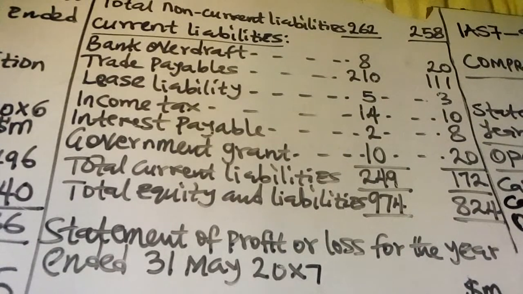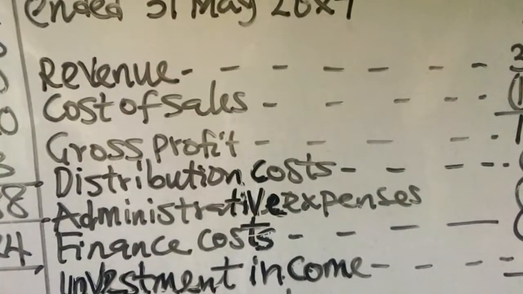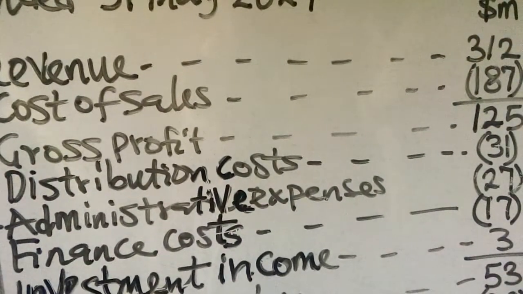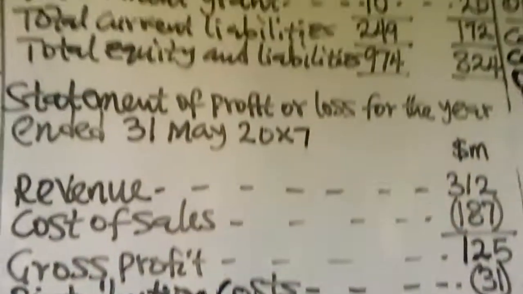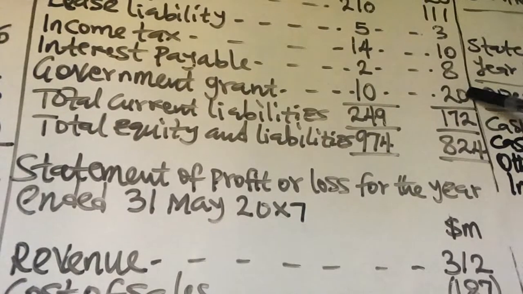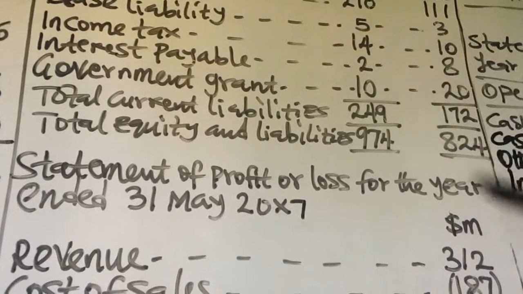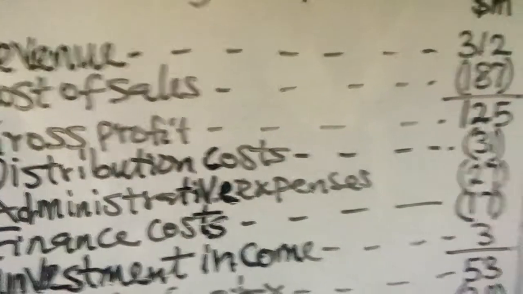I've told you that to calculate your interest paid, you start with the opening balance of interest payable. Then you add the finance cost. The finance cost is in the statement of profit or loss, and our finance cost is 17. You start with the opening balance of interest payable, which is 20, plus that finance cost, minus the closing balance of 10. That will give you the amount of interest paid during the year.